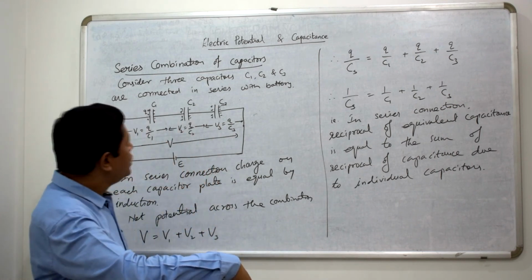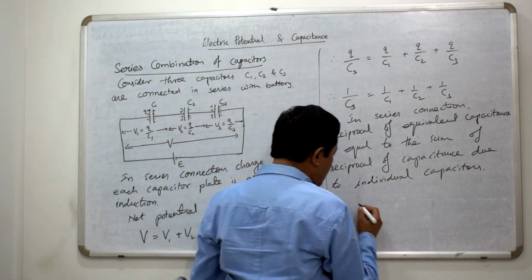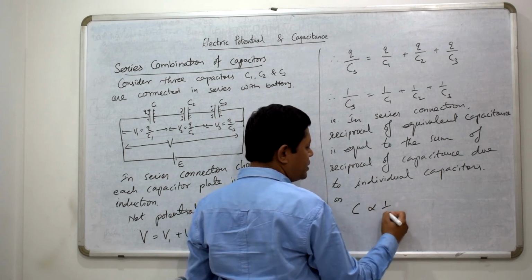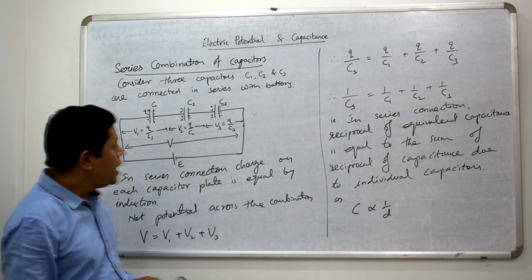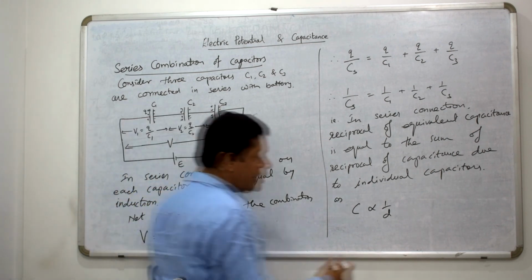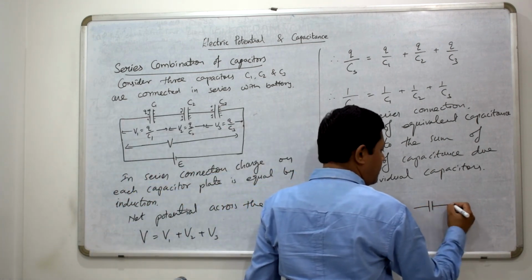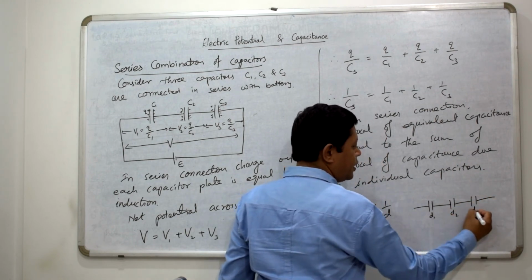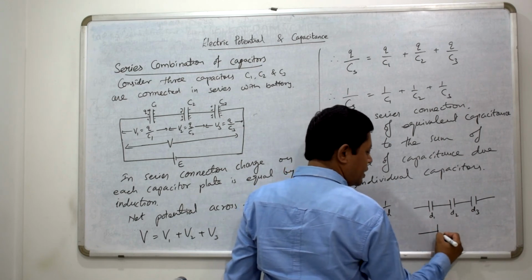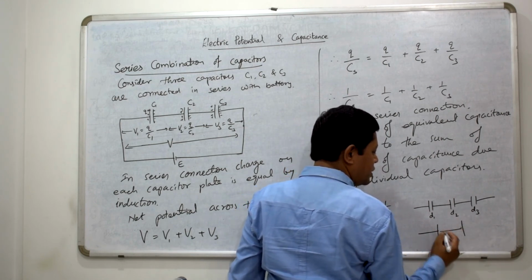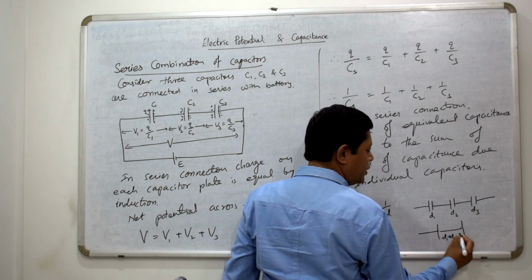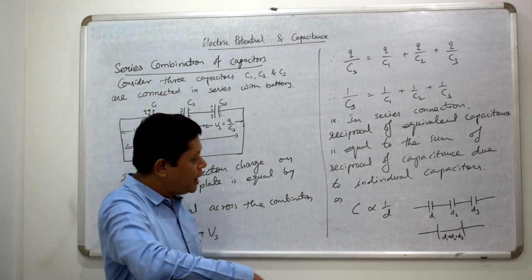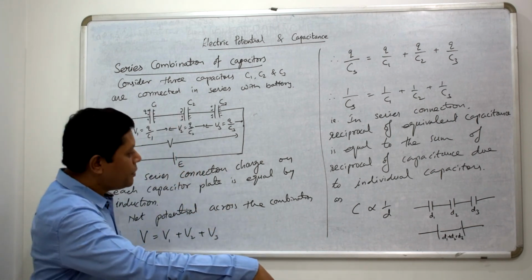The reason is, as we know, C is equal to epsilon naught A by D. As C is equal to epsilon naught A by D, we can say C is inversely proportional to D. As capacitors are connected in series, the plate area is the same, but the separation is D1, D2, D3. That is why the equivalent capacitor having separation between the two plates is equal to D1 plus D2 plus D3, and as separation increases, capacitance decreases. That's the reason in series connection capacitance of equivalent capacitor decreases.